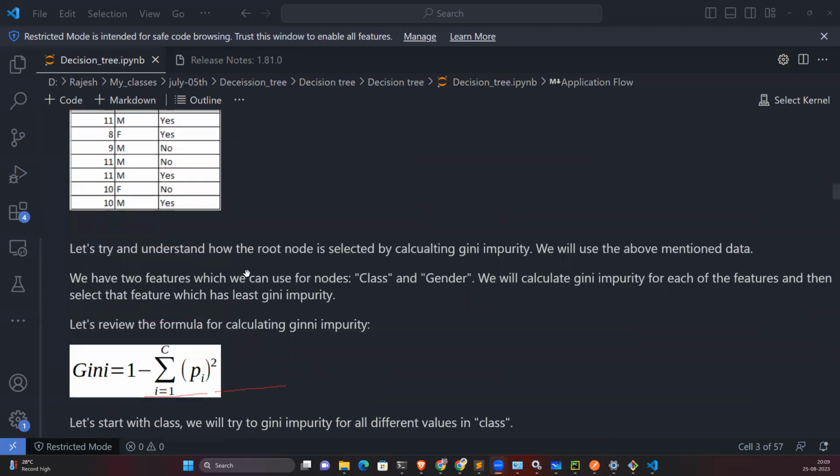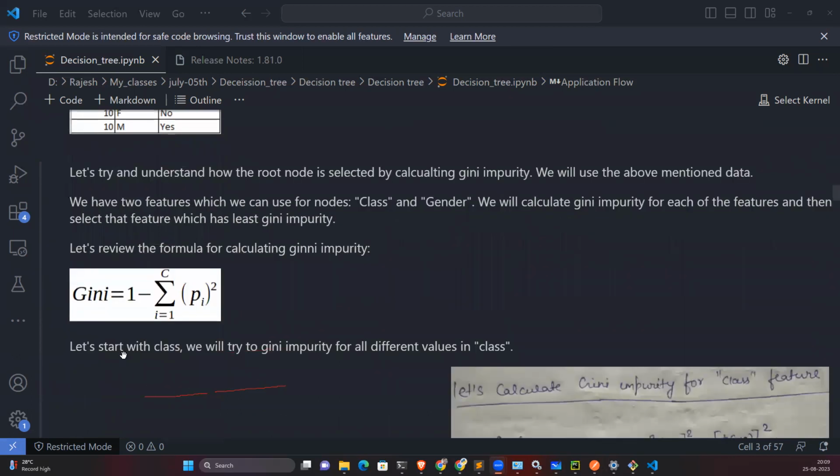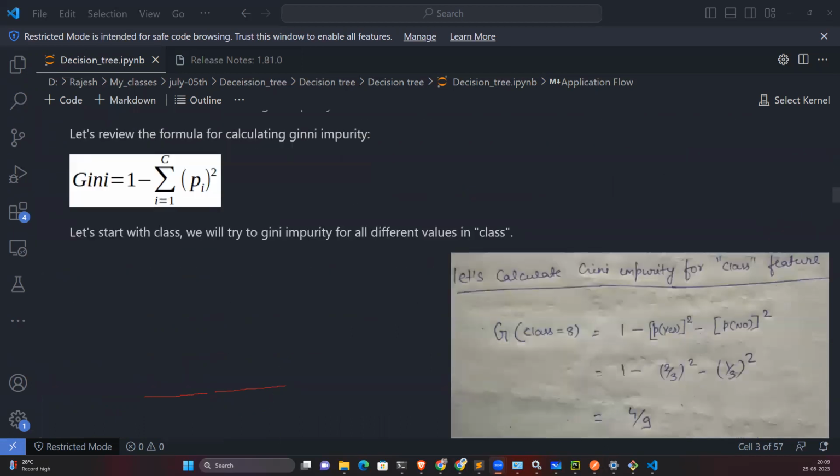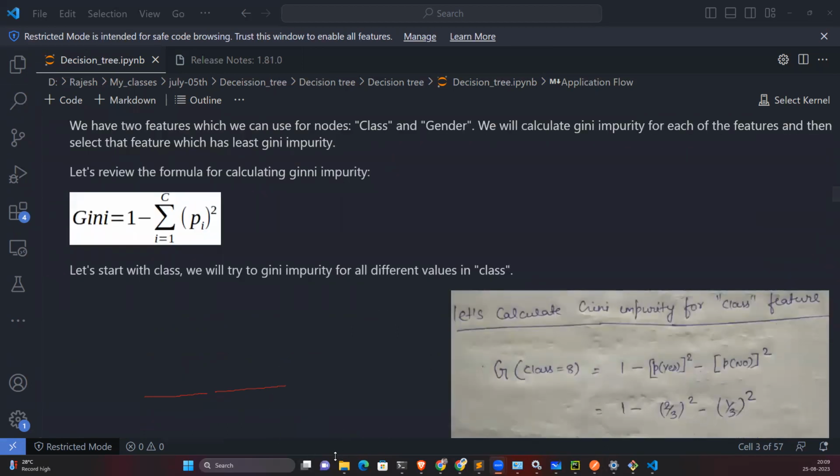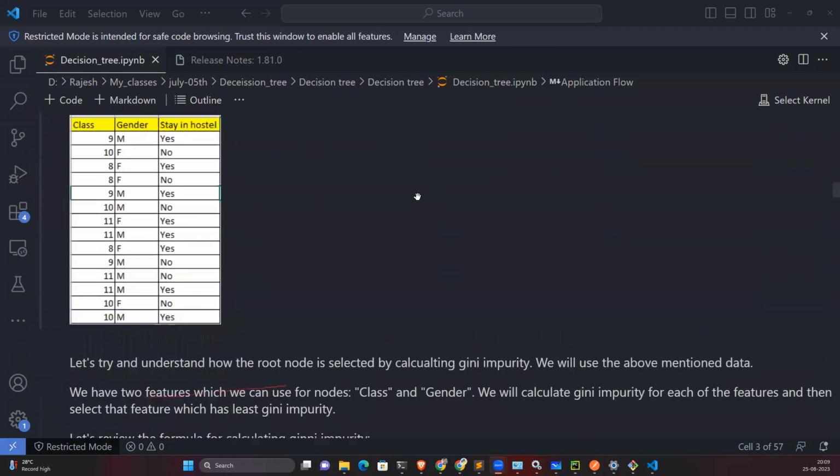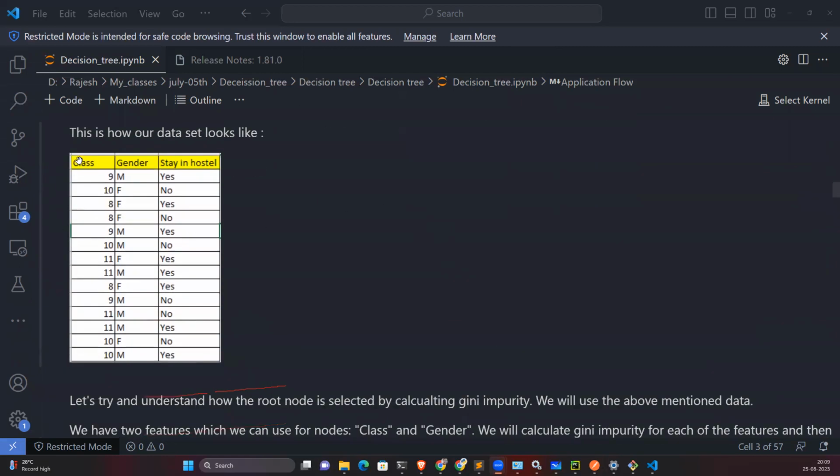So let's understand how to do node selection by calculating the Gini impurity. We'll use the above mentioned formula: Gini is equal to 1 minus the summation of P of i squared. So what we are trying to do, first of all, we are selecting the class feature. Okay, let's take this example.